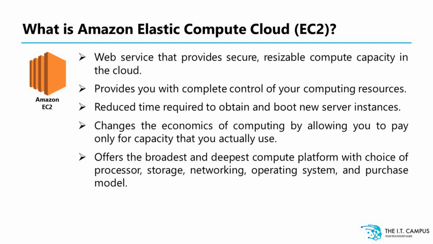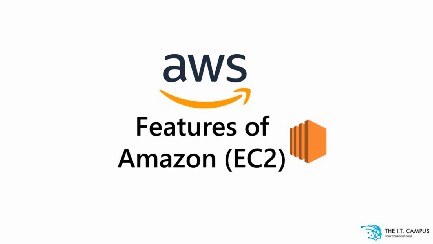Amazon EC2 offers the broadest and deepest compute platform with choice of processors, storage, networking, operating system, and purchase model. AWS offers the fastest processors in the cloud and is the only cloud with 400 Gbps Ethernet networking. It also has the most powerful GPU instances for machine learning training and graphics workloads, as well as the lowest cost per inference instances in the cloud. AWS has nearly 400 instances for virtually every business need, and it is the only cloud provider that supports Mac OS.